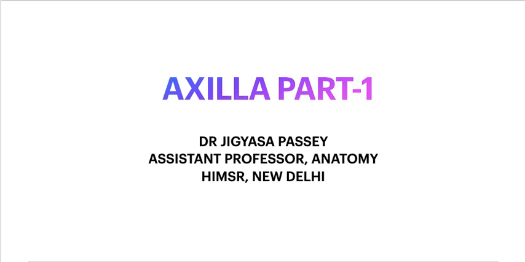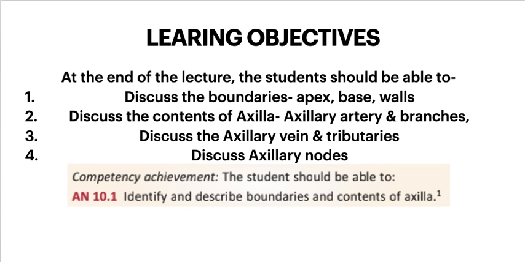So we begin today with Axilla Part 1. It will be covered under 3 parts. The learning objectives for today are that at the end of this lecture, we should discuss the boundaries, the apex, base and walls of the axilla, discuss the contents of the axilla, that is axillary artery and branches, discuss the axillary vein and tributaries, and discuss the axillary nodes. This is in accordance with competency 10.1, which says identify and describe the boundaries and contents of the axilla.